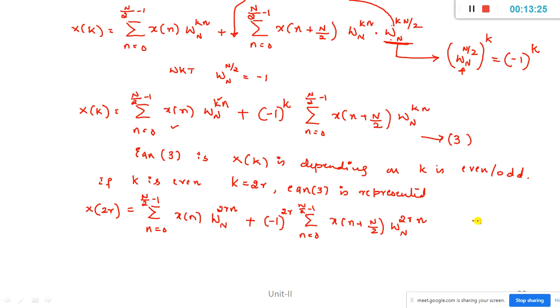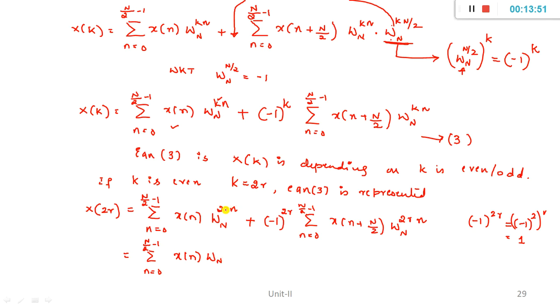Now look at this, minus 1 whole to the power of 2r is nothing but all the time minus 1 whole to the power of 2, right? So I can write it like this. All the time this is 1, right? So this I'll just replace as summation n runs from 0 to N by 2 minus 1, x of n, W_N. I can write this W_N to the power n as W_N by 2. So you already know this. This change I'll do here.